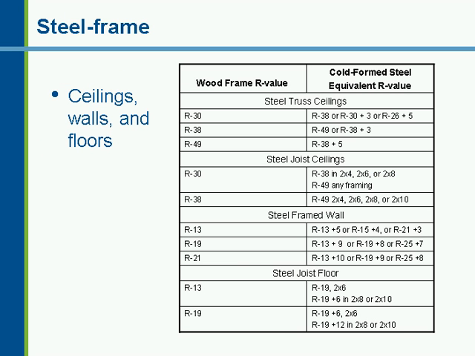There are specific requirements for steel framed walls because of their unique thermal behavior. There's a special table, as you can see right here, and you would use that for any wall that uses steel framing. And the same is true for ceilings and floors as well.